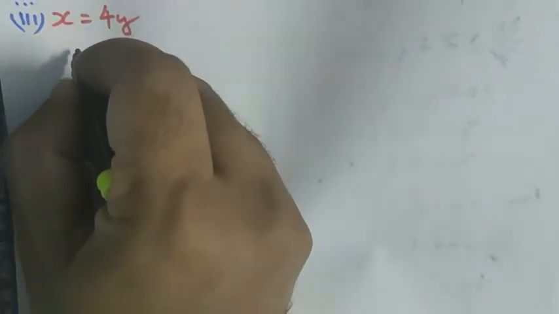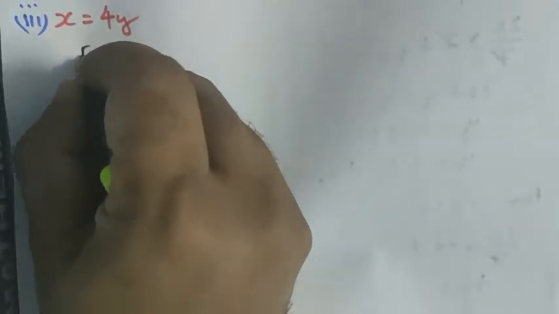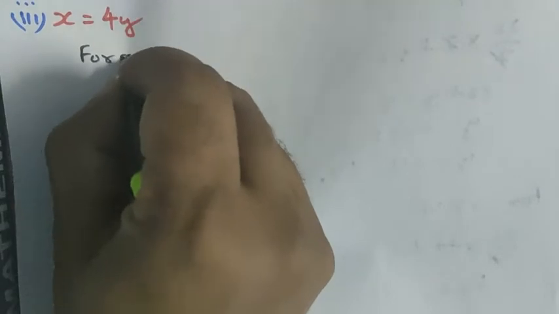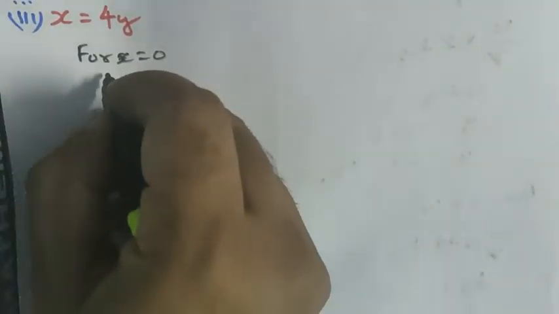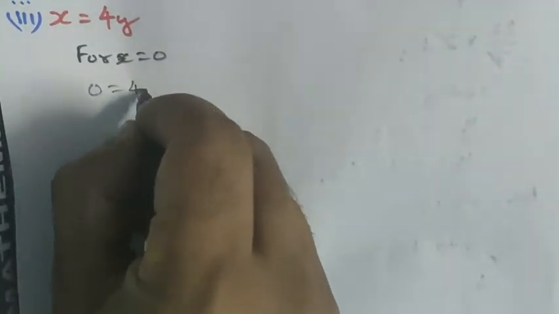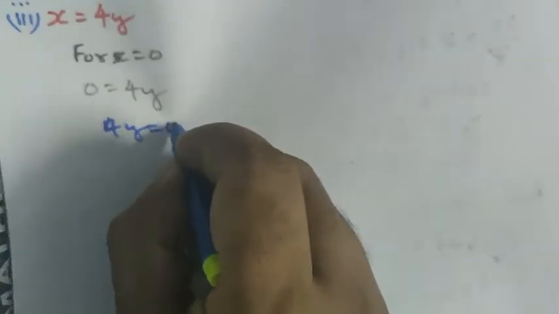So let's take the value of x for x equals 0. Then 0 equals 4 times y, so 4 times y equals 0.